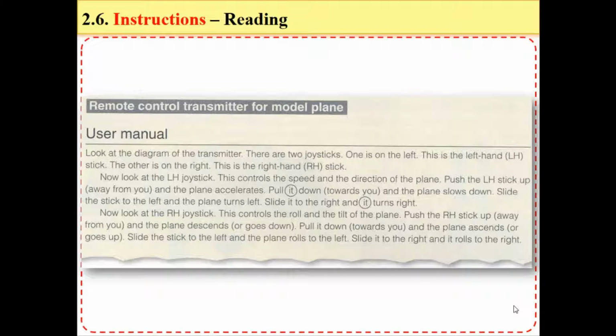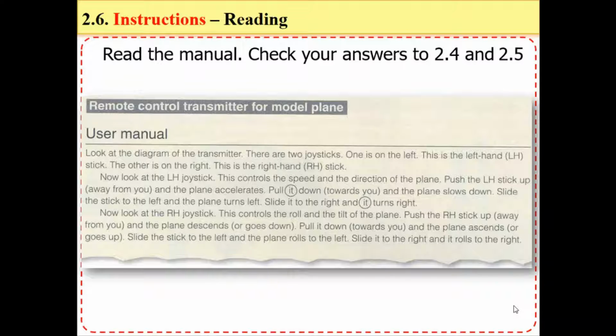We keep going with reading. We move into reading. Read the manual. Check your answers to 2.4 and 2.5. Remote control transmitter for model plane. User manual. Look at the diagram of the transmitter. There are two joysticks. One is on the left. This is the left hand stick. The other is on the right. This is the right hand stick.